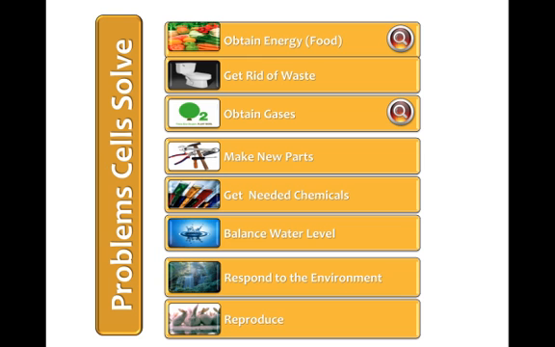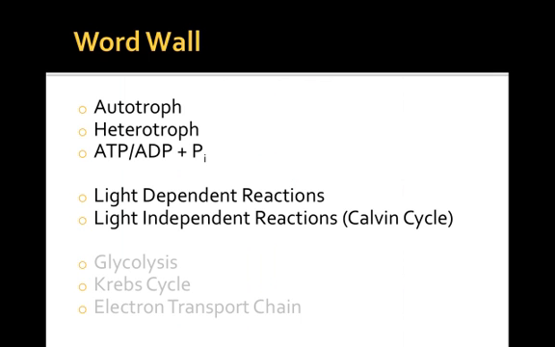As we look at these 8 problems that cells solve, they're really the same thing that living organisms must tackle in order to survive on a daily basis. The focus of this podcast is to get the necessary food energy that is needed, and then also to obtain gases, whether it be plants taking in carbon dioxide gas or animals taking in oxygen. So those two are going to be the focus of this podcast.